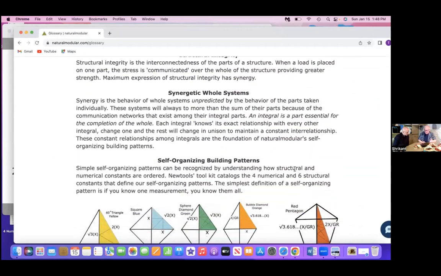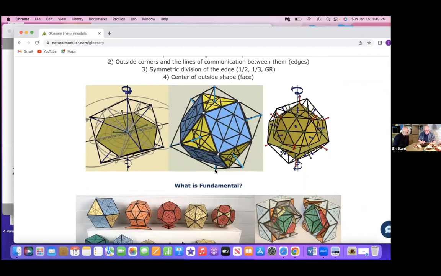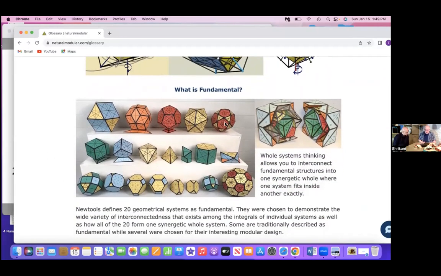So there's more details in there. Here are some of the containers. You can see how everything is connected to the outside, and here are the outside corners, the midpoint, and then the center of the square. When you start thinking of how everything is connected, you can make these, and they look like an egg.